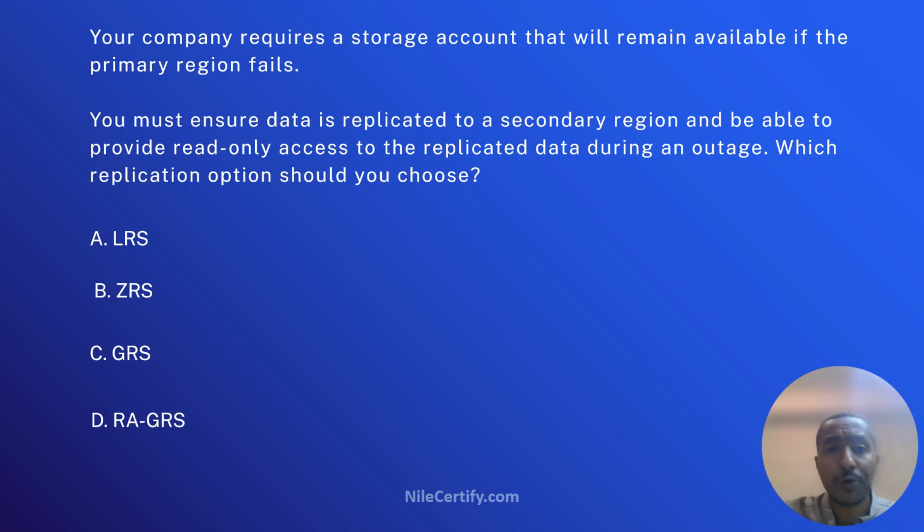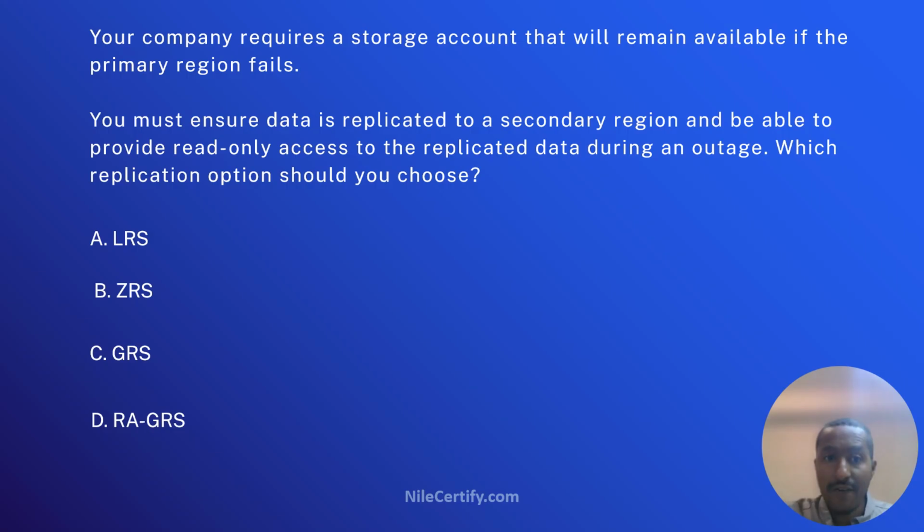Option C, geo-redundant storage. GRS replicates your data asynchronously to a paired region. However, you cannot read from the secondary region unless you trigger a manual failover or Microsoft performs one on your behalf. That means during an outage, there is no guaranteed read-only access until failover happens. So this is also a wrong answer.